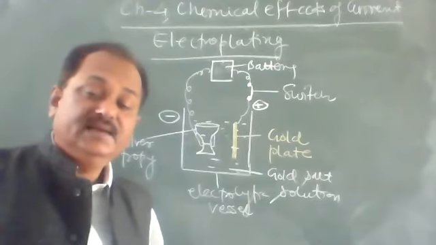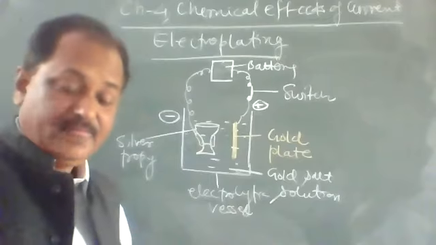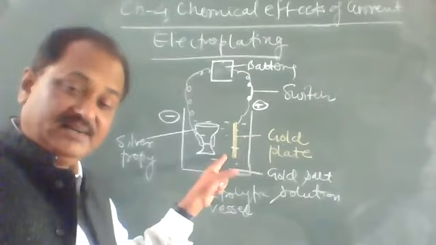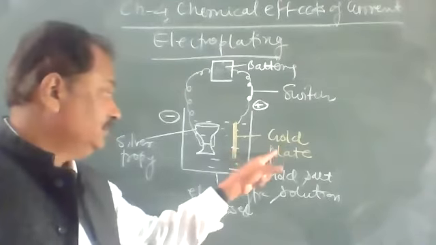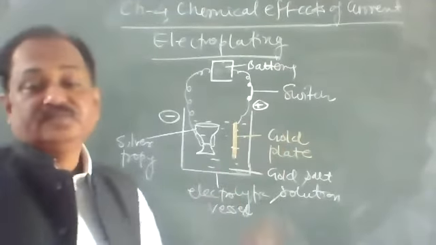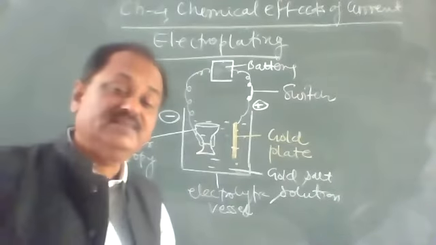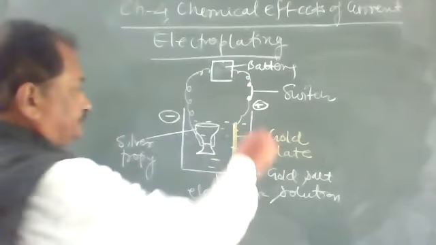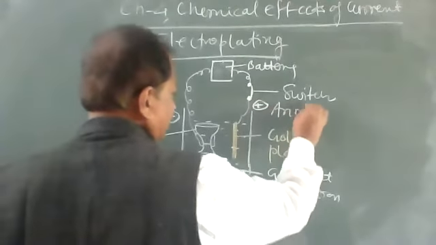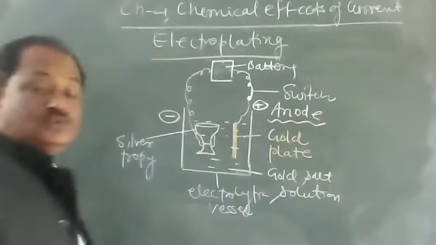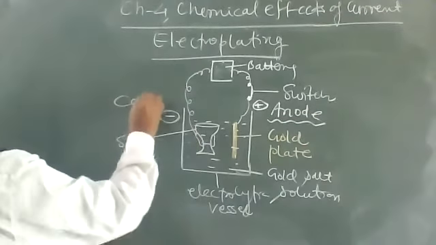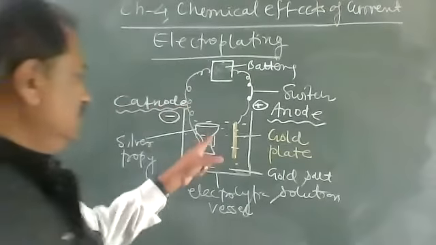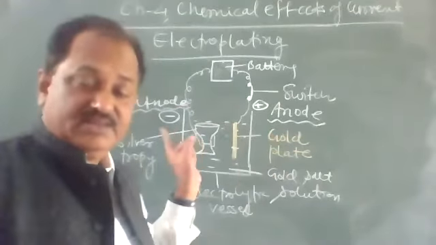On passing current, what happens? We are supplying energy. So gold atoms from this gold plate, which is positive, undergo oxidation. What is oxidation? Loss of electrons. So this positive plate is called the anode. The negative plate is called the cathode. So you may keep in mind: anode is positive, cathode is negative.